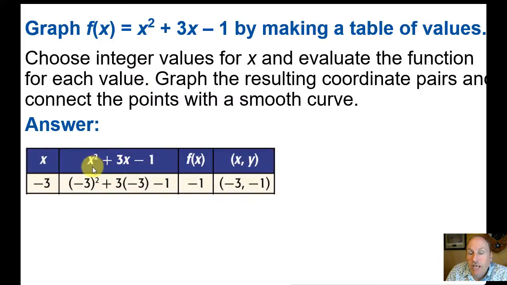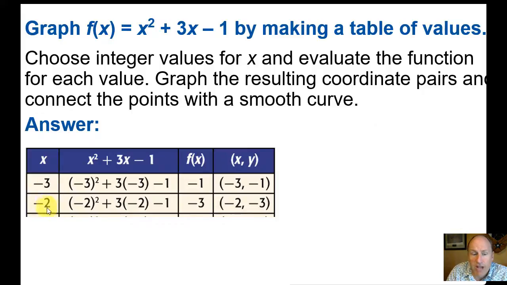So the function is x squared plus 3x minus 1. We're going to take negative 3, put that as input to the function, see what we get as output. We take negative 3 and square it, plus 3 times negative 3 minus 1. Our result, negative 3 squared is equal to positive 9, minus 9 minus 1 gives us negative 1. So at the point x equals negative 3, we get y equals negative 1.